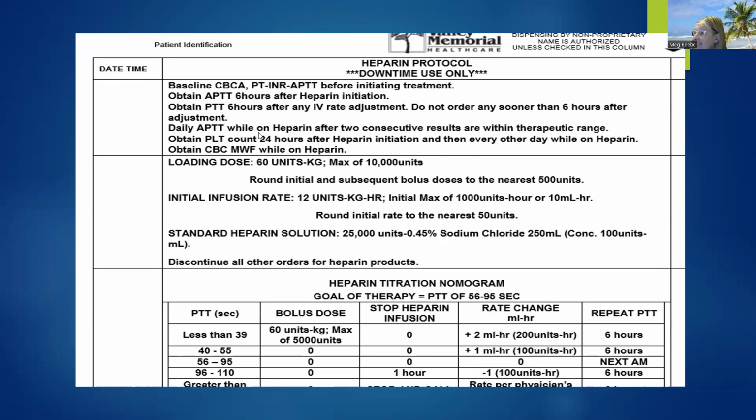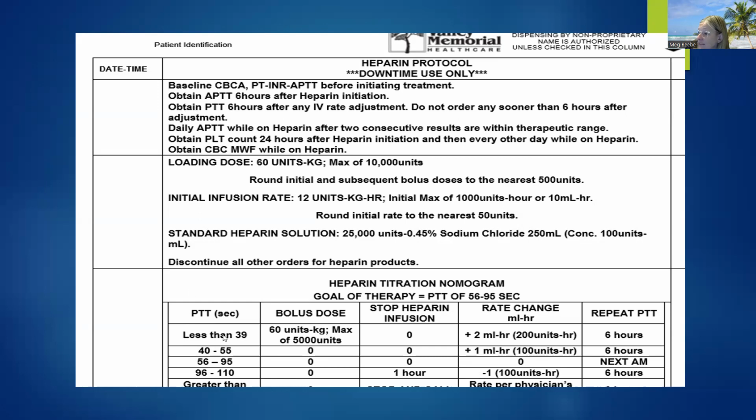The daily APTT while on heparin after 2 consecutive results. So this is their standard. You want 2 results that are within therapeutic range, and obtain a platelet count 24 hours after the heparin initiation, and every other day while on heparin. Obtain CBC Monday, Wednesday, Friday. Again, these are their standing orders, but as you can see, if you are starting a patient on heparin, 6 hours after the initiation, you're going to be getting another APTT drawn. And then you're going to also get a PTT 6 hours after the IV adjustment.